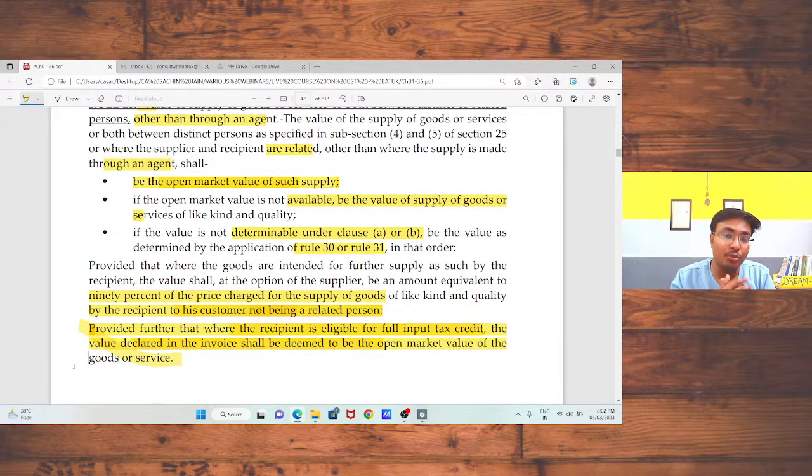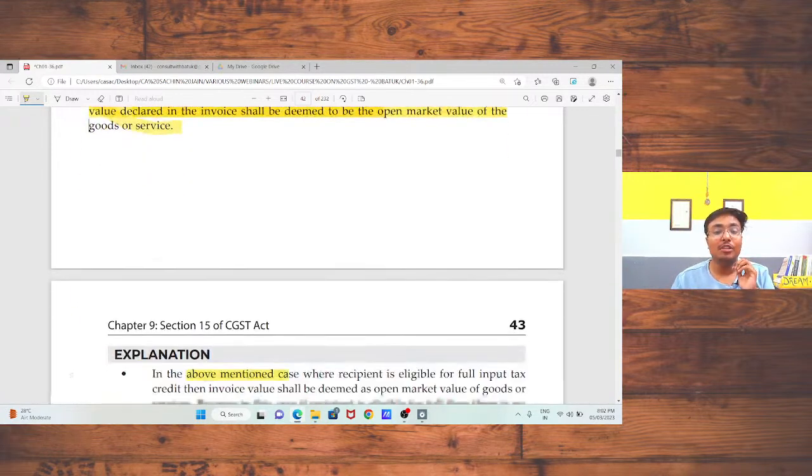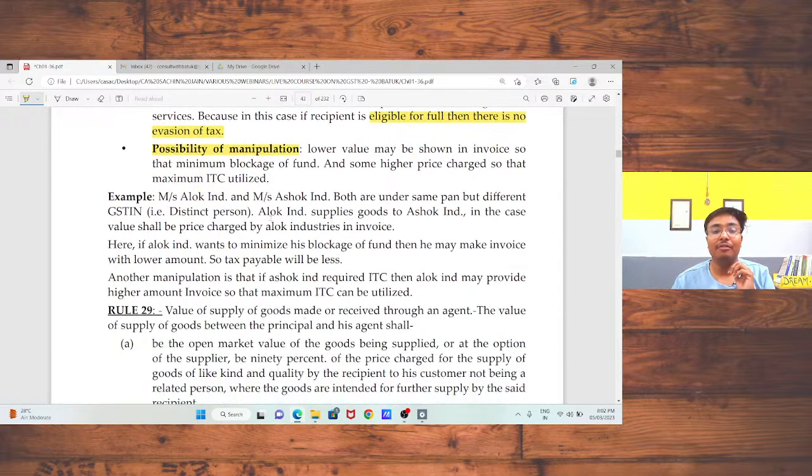Or another situation: if my branch wants a certain huge input tax credit, then I will prepare the invoice at a higher price so that there is an input tax credit balance in my ECL. So I may adjust my input tax credit balance for paying the output tax, and I may transfer that input to my branch by transferring that particular product or services. So there is a chance of manipulation also. We had already mentioned that factor here, and the example is also there, which I had already discussed with all of you.